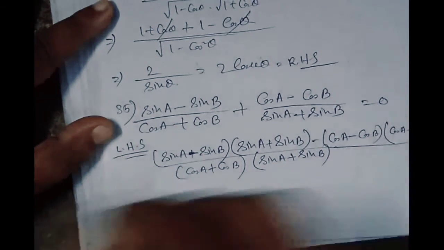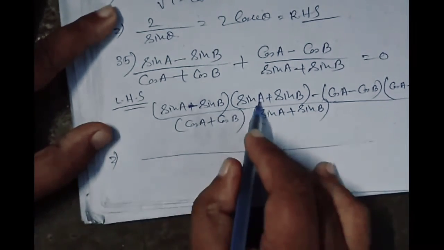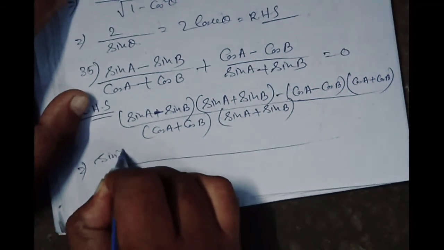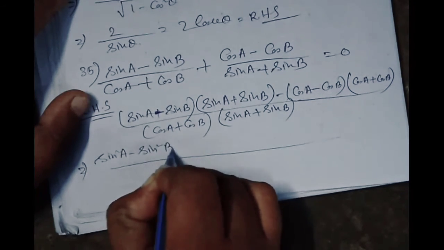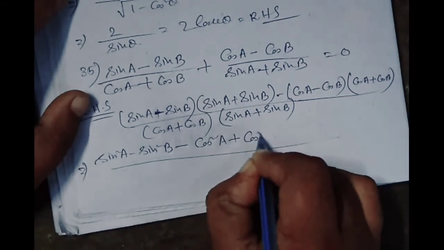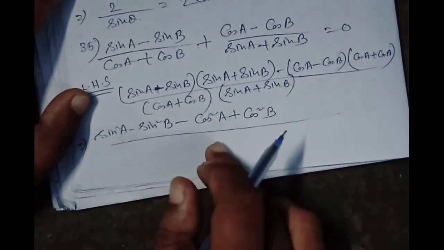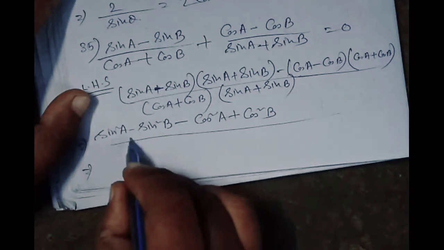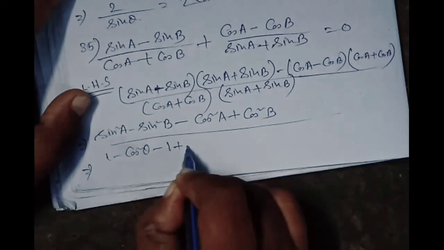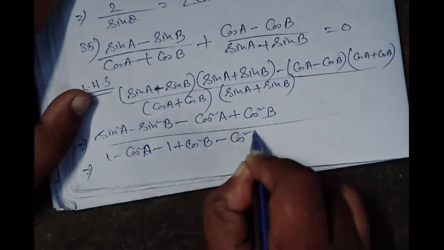Okay, so that can be written as, I am writing the numerator only, so numerator calculation. If we do the calculation here, this equals sin square A minus sin square B minus cos square A plus cos square B. Denominator I am not writing. So again in numerator, if we do the calculation, 1 minus cos square A, minus 1 plus cos square B, minus cos square A.